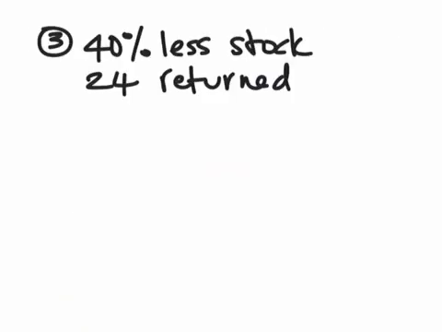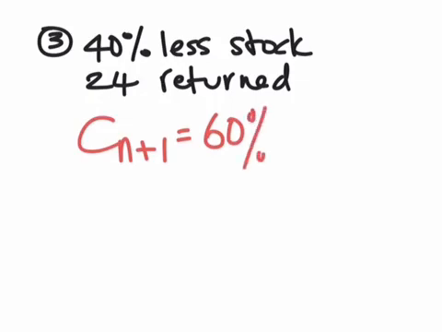Question 3. So Karen Van Rental is looking after the cars. There's 40% less stock who are being returned. So the amount of stock that's there, so let's use C for cars. So the amount of cars that's there next time is 60% of this time plus the 24 it gets returned.